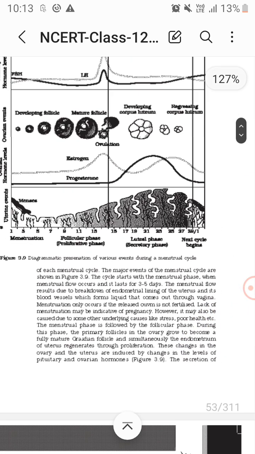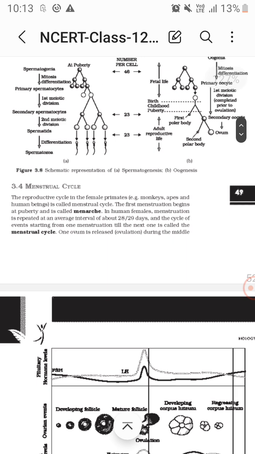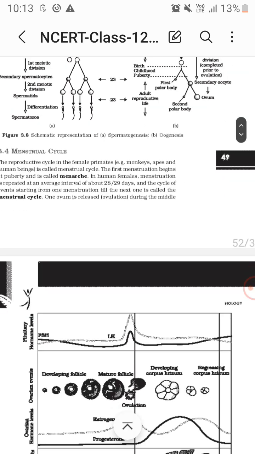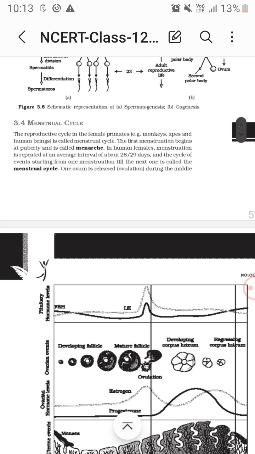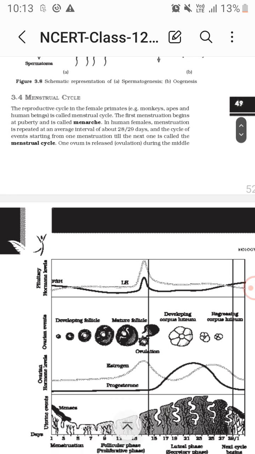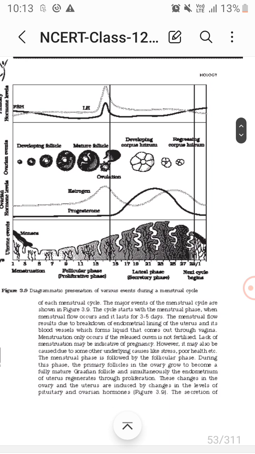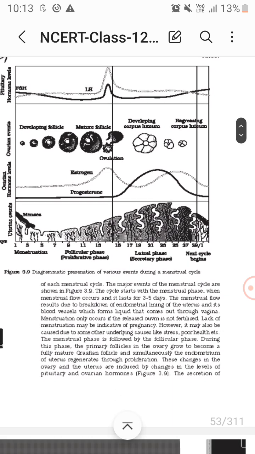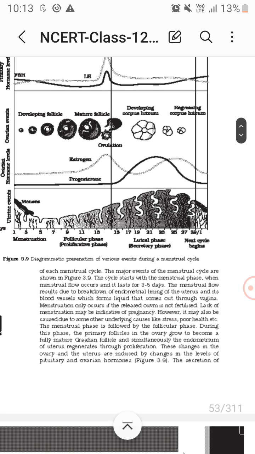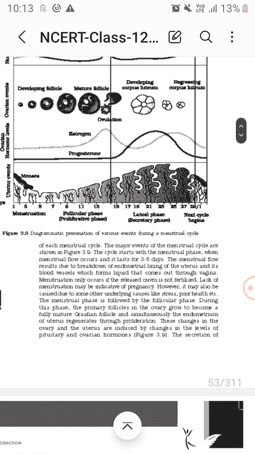Now here, this diagram shows the menstrual cycle. At puberty, menstruation starts. First menstruation is menarche, and last menstruation is menopause. Usually it is a 28-29 day cycle, and at the middle there is ovulation under the LH surge, right? FSH and LH are important, LH for ovulation. After that there is the luteal phase, that is the secretory phase. It is the corpus luteum. If the corpus luteum degenerates, it means the pregnancy is not done.